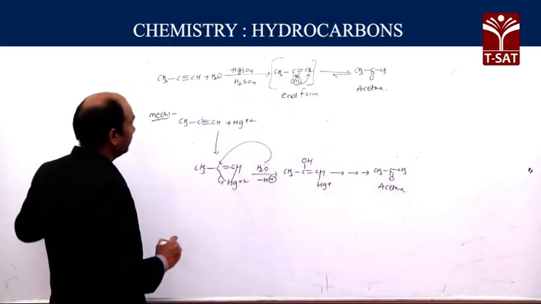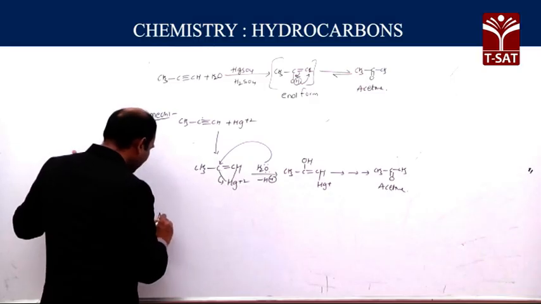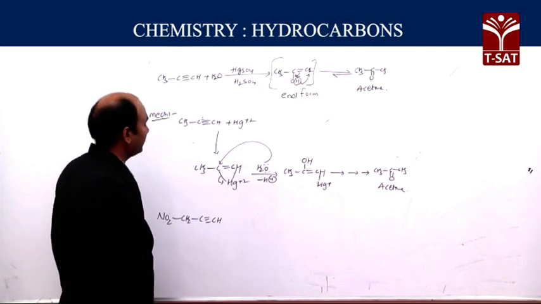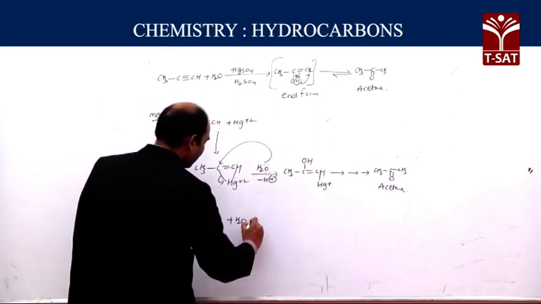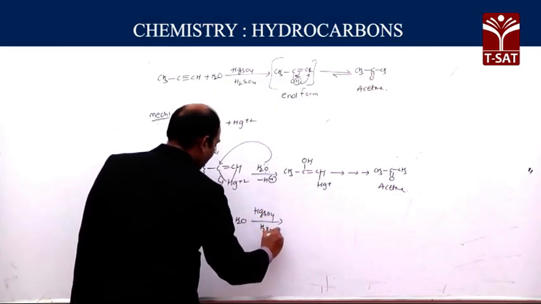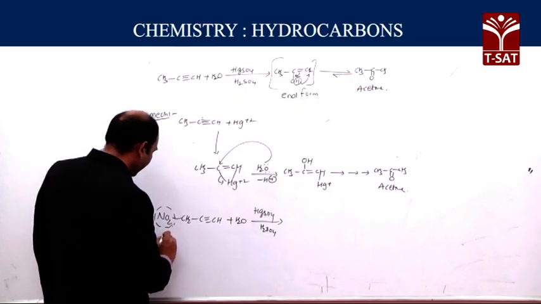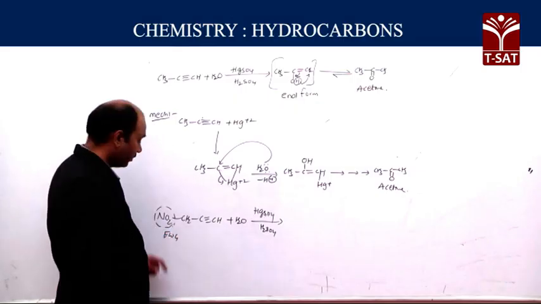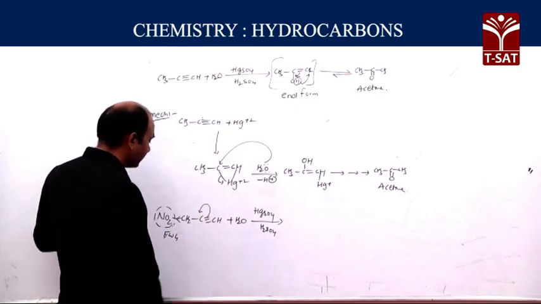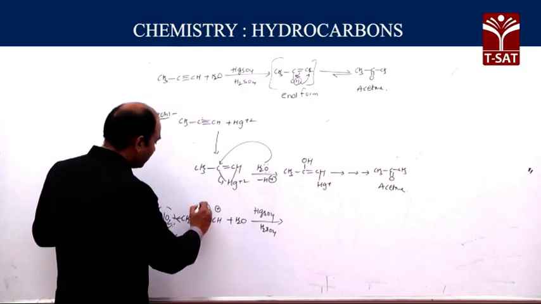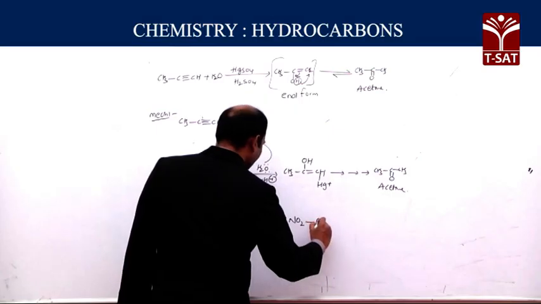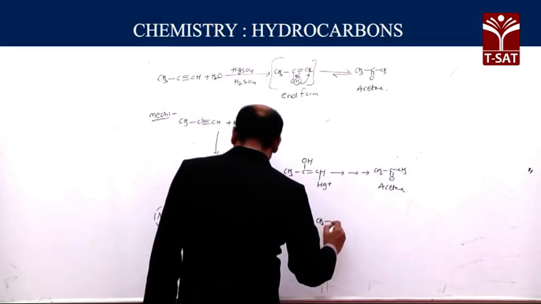Acetone is formed. Suppose in this one, NO2 CH2 C triple bond CH is present. Let us consider it treated with H2O in the presence of HgSO4 and H2SO4. Here NO2 is an electron withdrawing group. So it withdraws electrons. Therefore, the pi electrons migrate toward this side. So this has positive charge and this has negative charge. So what we get is NO2 and here CH2.